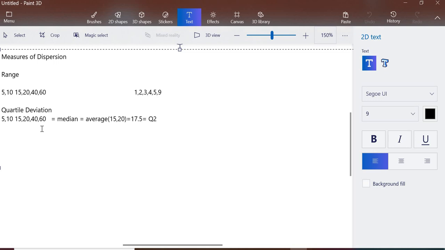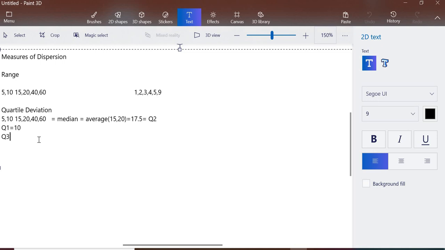For the calculation of Q1 and Q3, we take everything before the median value. The median value is 17.5. So anything before the median will come under the calculation of quartile 1. What are the data points? 5, 10 and 15. So what is the Q1 then? Between 5, 10 and 15, what is the median? 10.